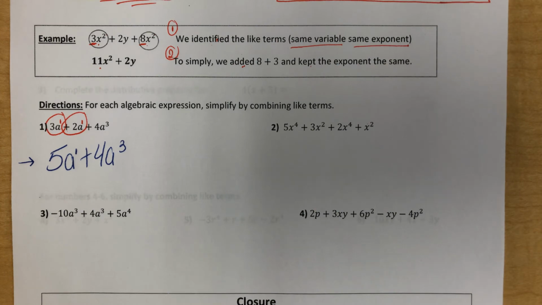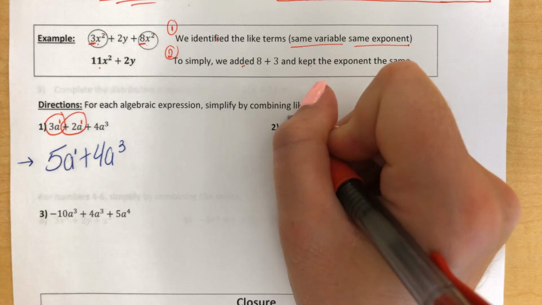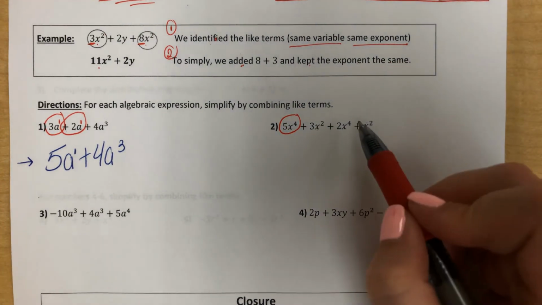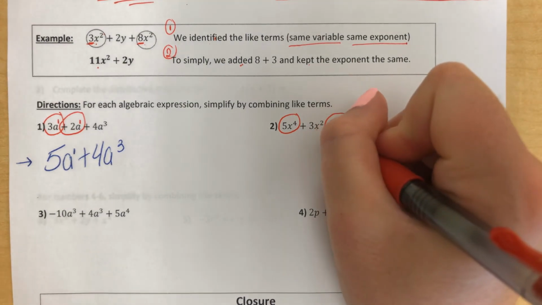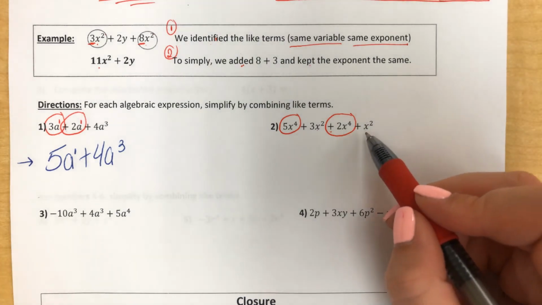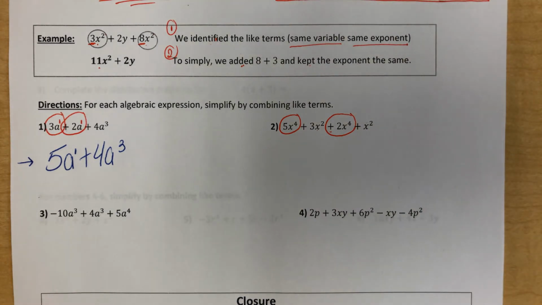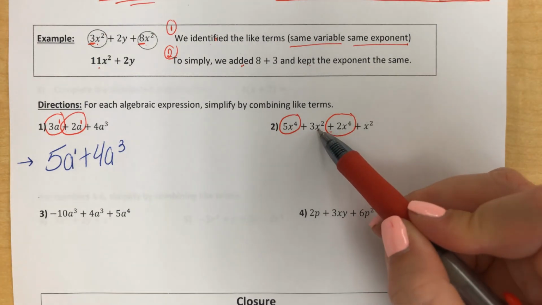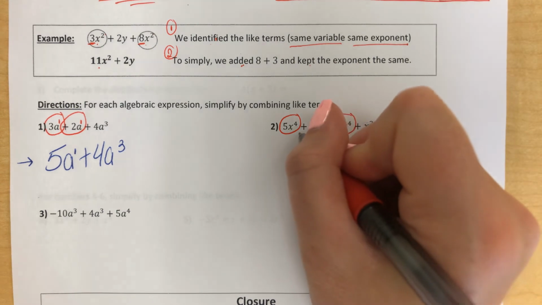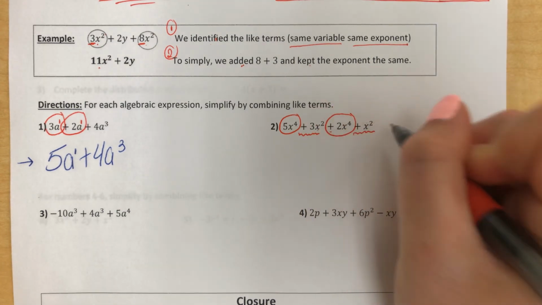Let's try one more, and then I'm going to let you try the rest by yourself. So if we look at number 2, same thing. First, I want to identify my like terms. So the first guy has x to the 4th. No x to the 4th. Oh, x to the 4th. Again, I'm circling with that operation. And no x to the 4th. Okay. Now I'm going to go back. Well, this guy has an x squared. Oh, this one is also x squared. So these are also like terms.